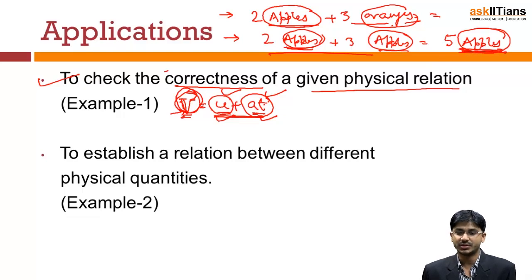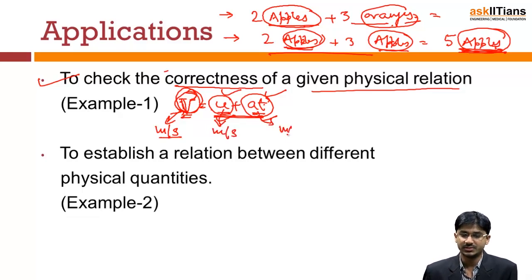Otherwise this relation is not correct. And this should also be equal to the unit of V, because as I told, the sum is also the same thing, the apples only. Now what is the unit of final velocity? This is meter per second, we know. It is final, still that's velocity. So the unit is still the same.